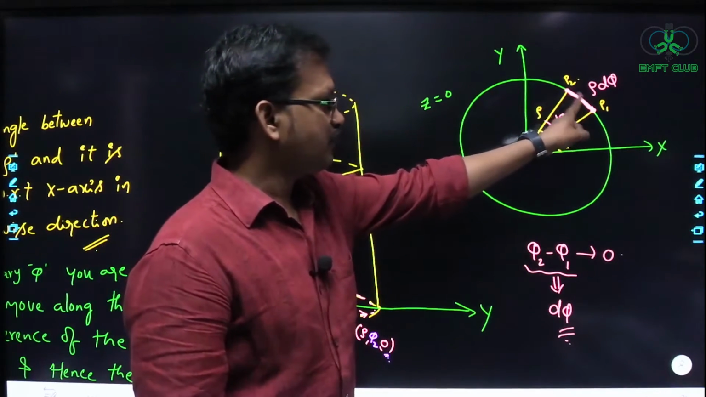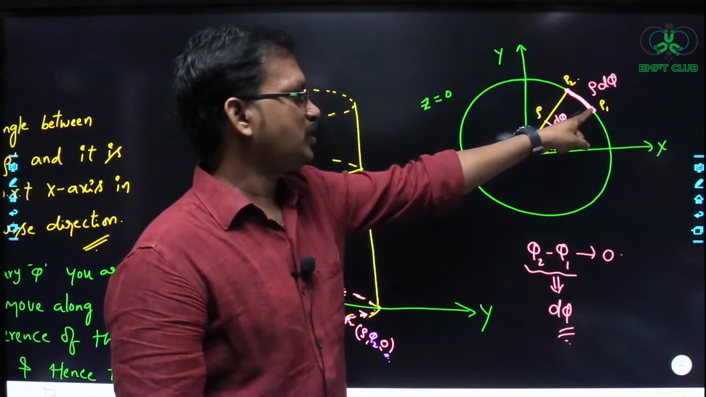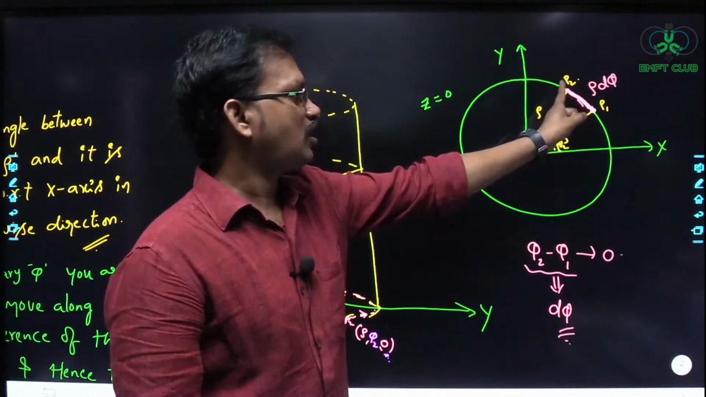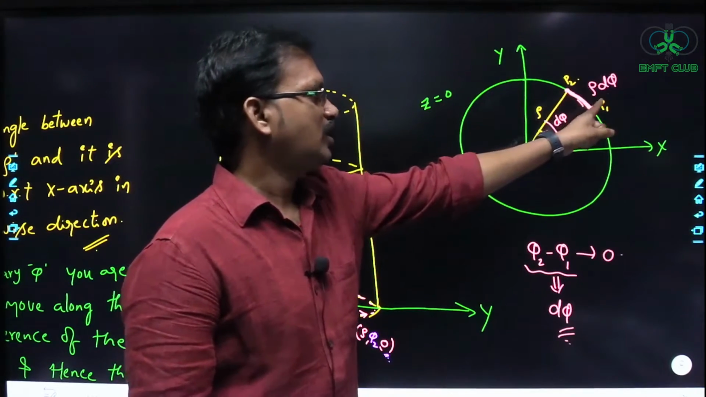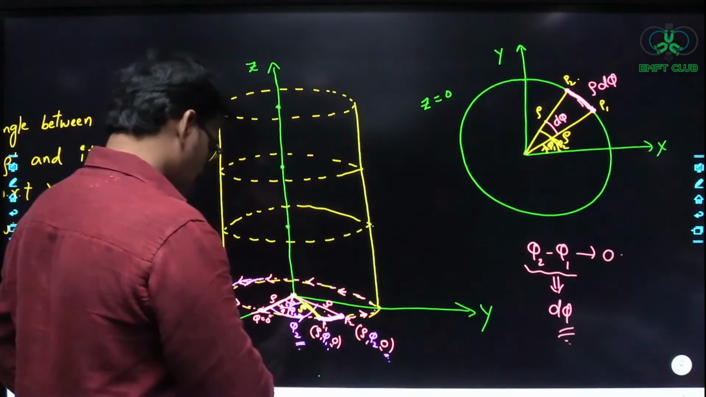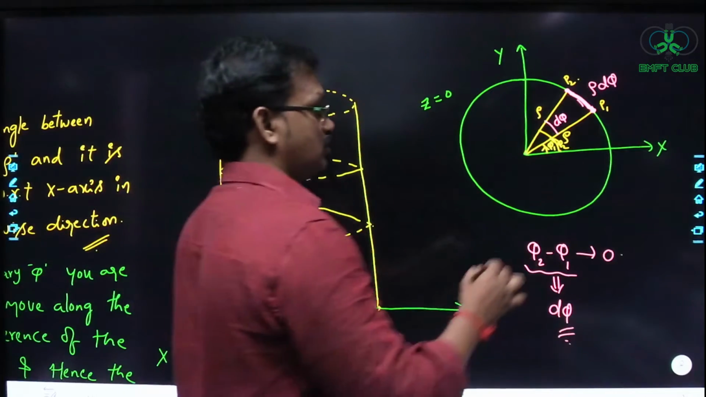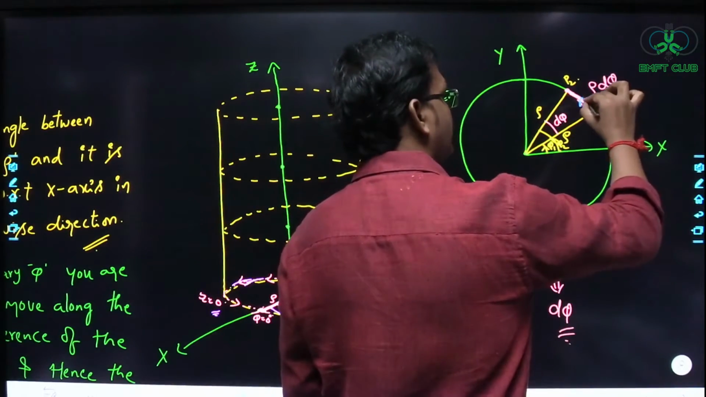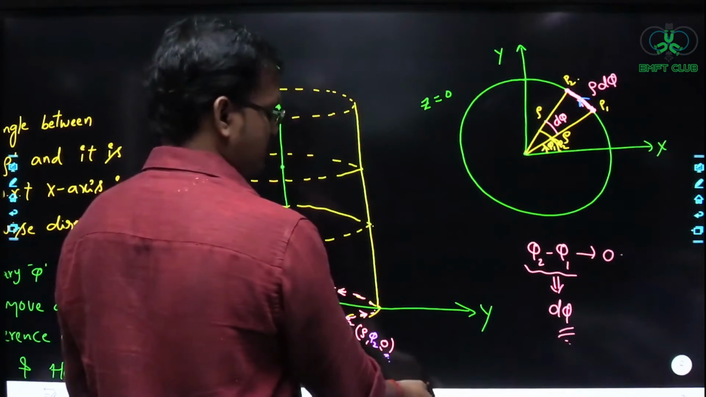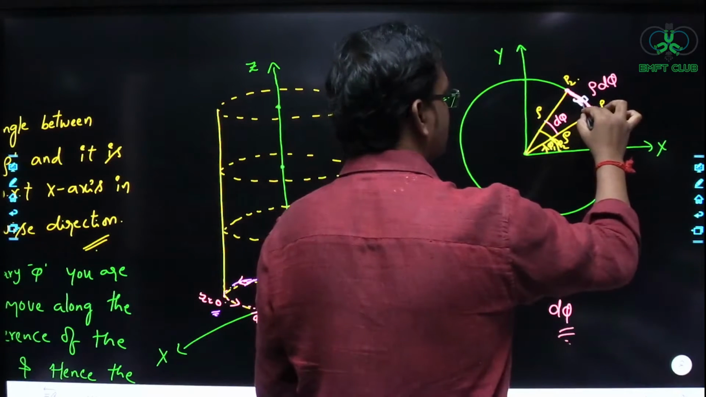So as you vary phi from P1 to P2, you are going to move along a curved path. So the small differential arc length is nothing but rho d phi. And one more thing I have told: we are measuring phi in which direction here? In anti-clockwise direction. We are measuring phi in anti-clockwise direction, so remember that point, right?